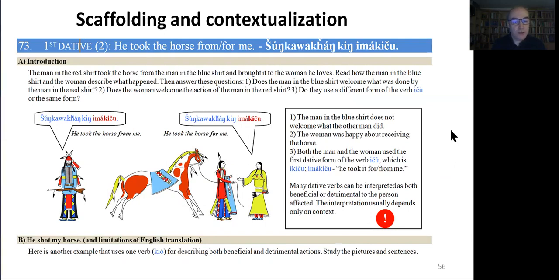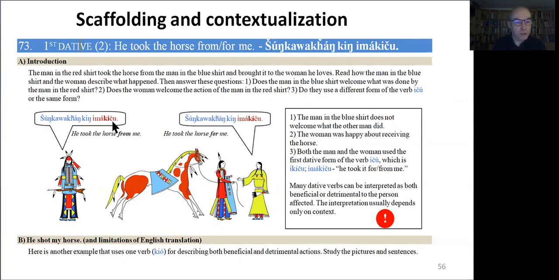So here, students are encouraged to observe that in this introduction, the man in the red shirt took a horse from the man in the blue shirt and gave it to the woman that he loves. And the questions are as follows. Does the man in the blue shirt welcome what was done by the man in the red shirt? Does the woman welcome the action of the man in the red shirt? Do they use a different form of the verb ichu or the same form?